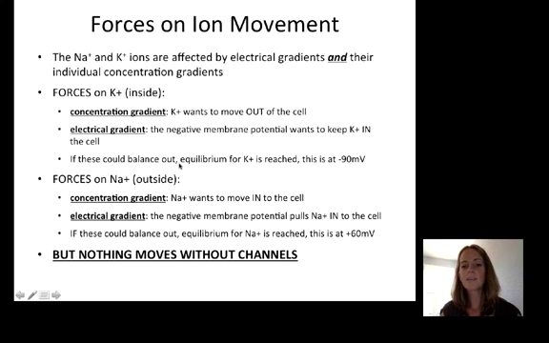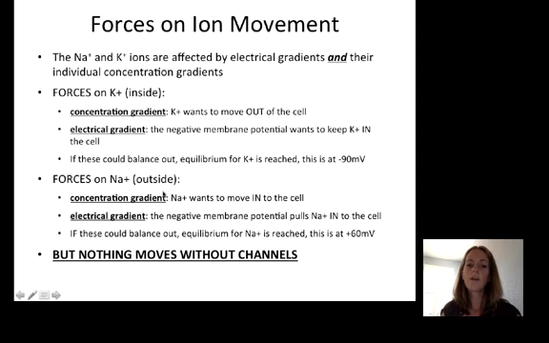So if potassium were allowed to completely balance out both its concentration and electrical gradients and reach its equilibrium, the cell would be at -90 millivolts. That's pretty close to rest. So potassium is actually fairly close to equilibrium at the resting value of the membrane.